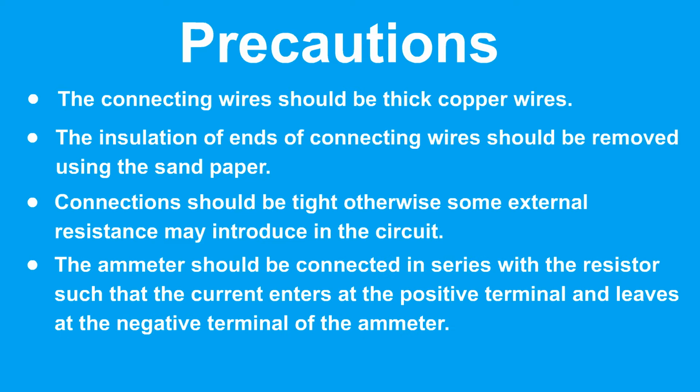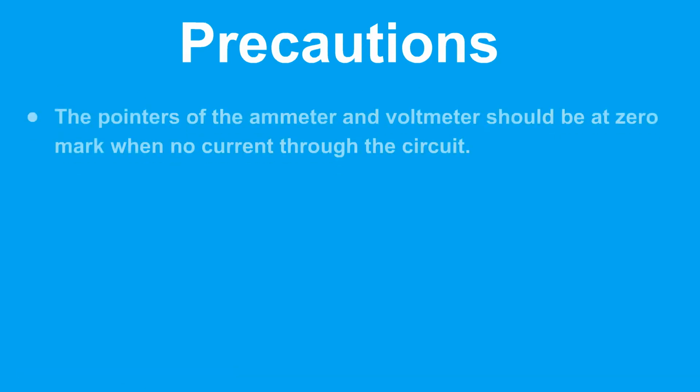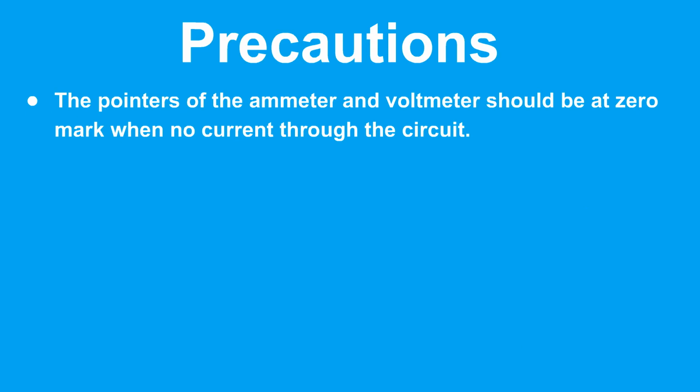The ammeter should be connected in series with the resistor such that the current enters at the positive terminal and leaves at the negative terminal of the ammeter. Voltmeter should always be connected in parallel to resistor. The pointers of the ammeter and voltmeter should be at 0 mark when no current is flowing through the circuit.